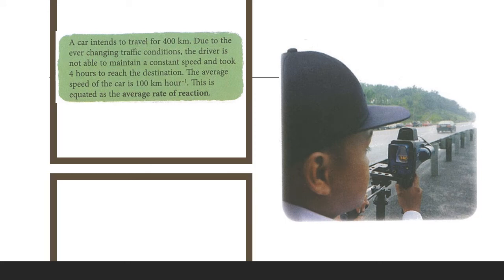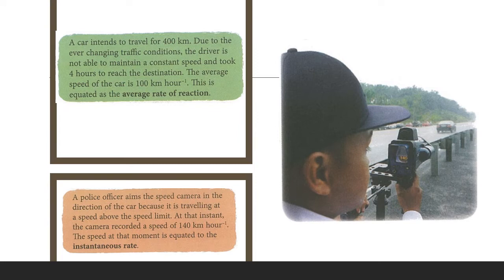Average rate of reaction can be explained by when a car intends to travel for 400 km. Due to the ever-changing traffic conditions, the driver is not able to maintain a constant speed and took 4 hours to reach the destination. The average speed of the car is 100 km per hour.